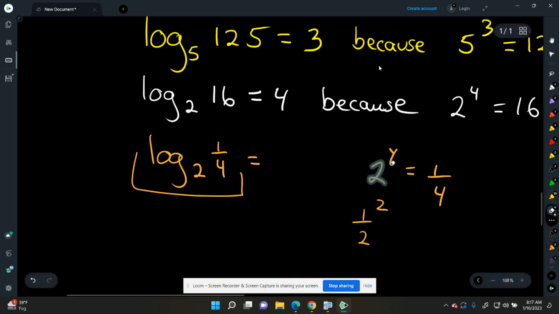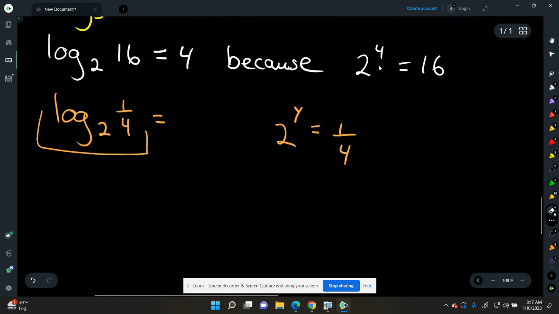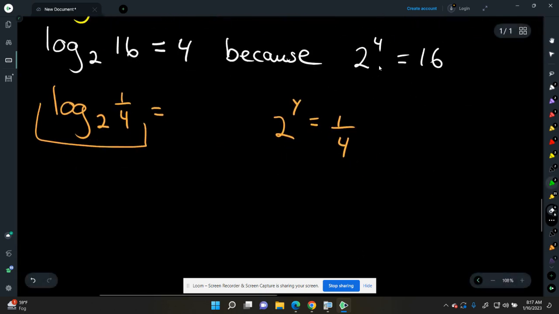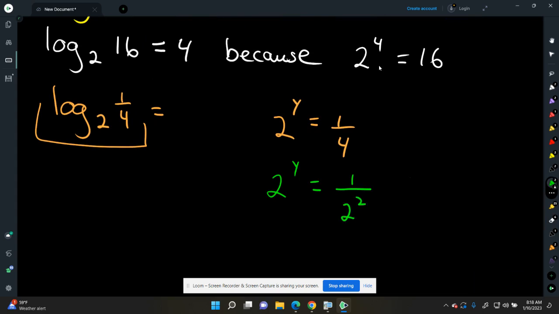Okay, so I need 2 to some power equals 1/4. Well, let me rethink this here. I've got 2 to some power. Can I rewrite this 4 as 2 squared? Okay, so now I have 2 to some power equals 1 over 2 squared.